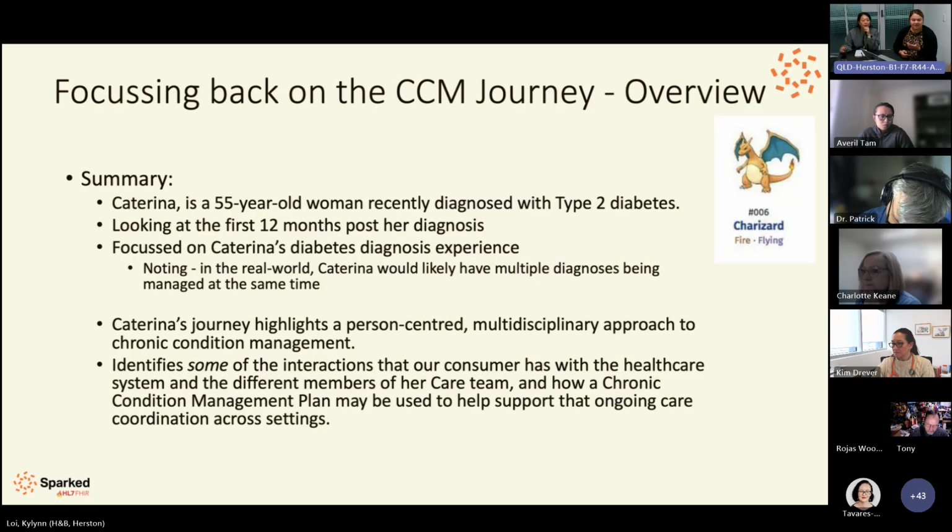We tried to focus on highlighting a person-centered multidisciplinary approach and identifying some of the interactions that our consumer has with the healthcare system and different members of her care team, and how a chronic condition management plan may be used to help support that. Keep in mind when looking at this that it is an example only, to give us some context for our technical work and our work in standards. It's not meant to be prescriptive or a recommendation. We acknowledge there are many pathways this patient could have taken other than what we've called out in this journey, but it's just an example so that we can have these conversations as we go.